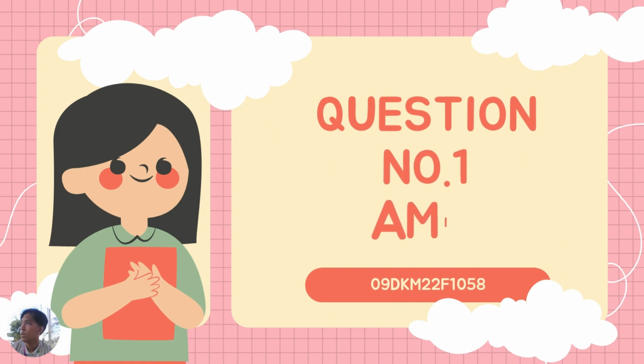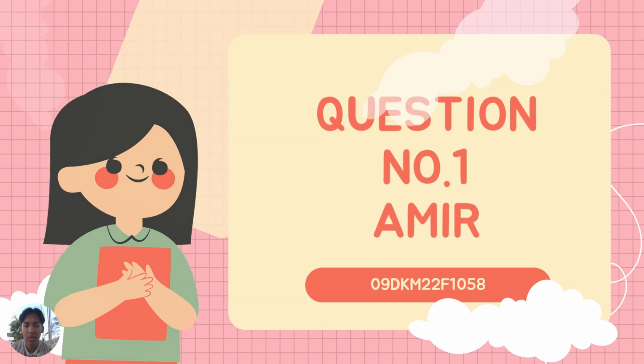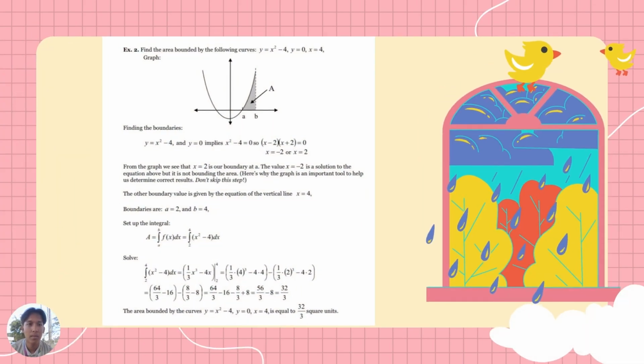The first question is by me. The question is, find the area bound by the following curve: y equals x square minus 4, y equals 0, x equals 4. So this is the graph.